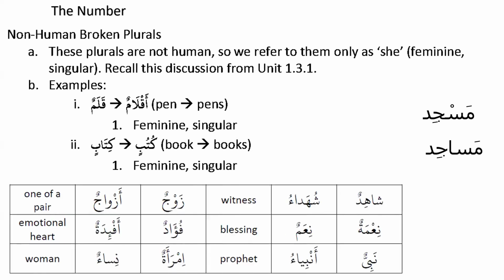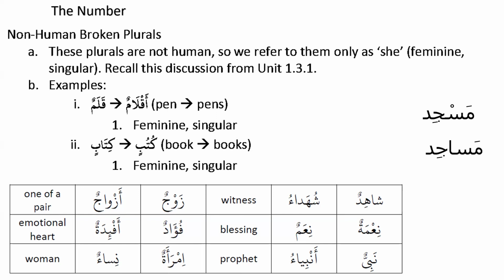One more example. There are a few broken plurals here in the chart, and you can look at them. Most of them follow this. For example, fuadun, meaning emotional heart. Afidatun is the emotional heart in the plural form. But because it's a non-human broken plural, it is considered singular and feminine. Also, afidatun has a clue, it's tamar buta, and any word with tamar buta is feminine anyway.